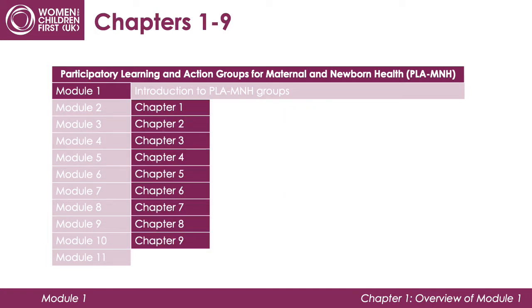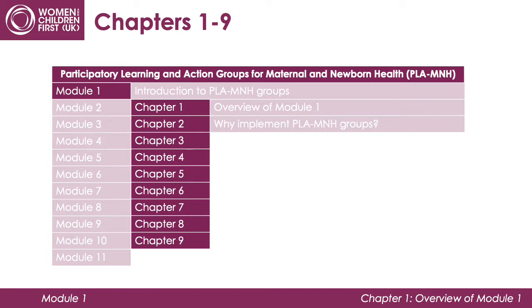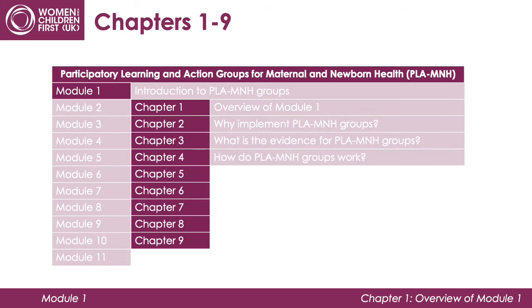Module 1 is divided into 9 separate chapters. You are currently in Chapter 1, which will give you a brief overview of Module 1. Next, you will move to Chapter 2, where you will learn why PLA-MNH groups should be implemented in practice. In Chapter 3, you will learn about the evidence base behind the PLA-MNH group approach. In Chapter 4, you will learn about the mechanisms through which PLA-MNH groups work.